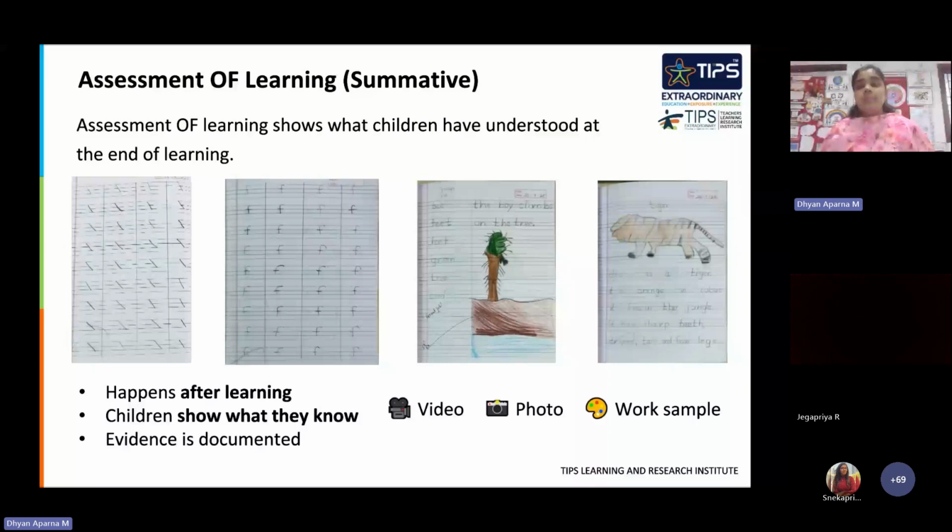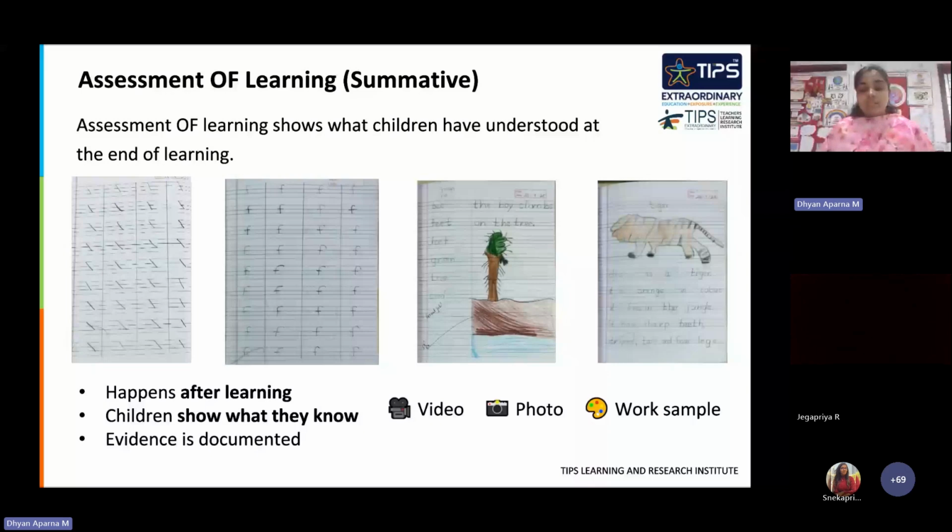This final piece of writing is the summative moment. It shows us what the learner can do independently after learning something. It's nothing but the culmination of the learning at that point in time. And we can also capture it in different ways. We can capture it through short videos or through photographs or the child's work sample. So I hope you got a clear understanding of what is assessment for and of learning and how it happens naturally in our early classroom.